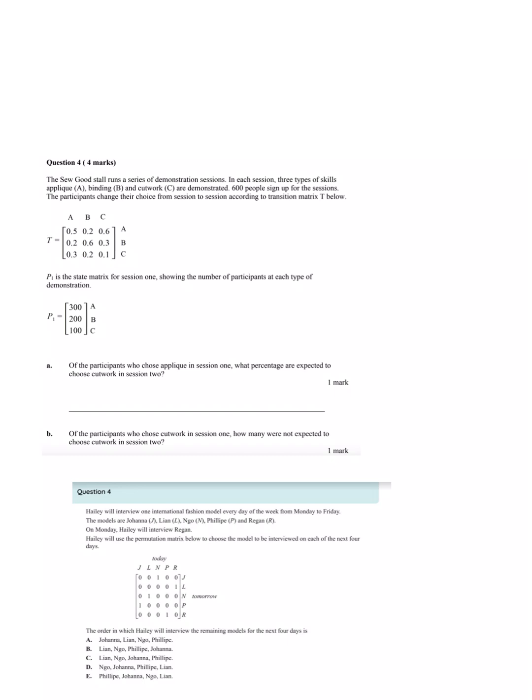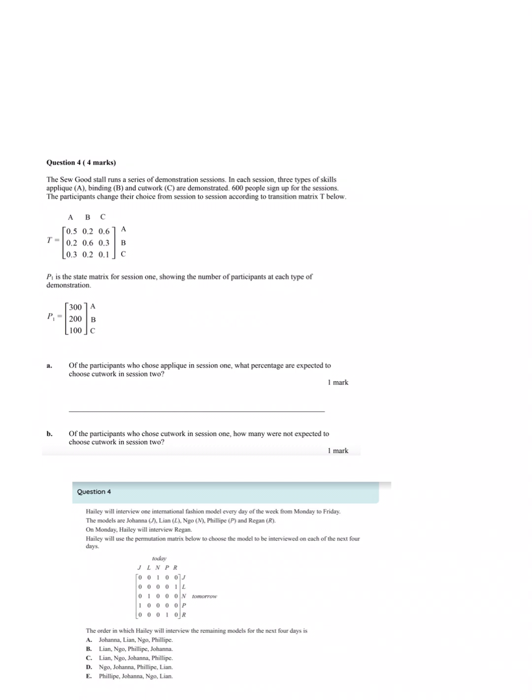Okay, video 2, just another lot of questions from a student. They look like they're Enrollo ones. If you feel like having a go at some, just feel free to pause and have a go before I do them too. So we've got the So Good stall, runs a series of demonstration sessions.